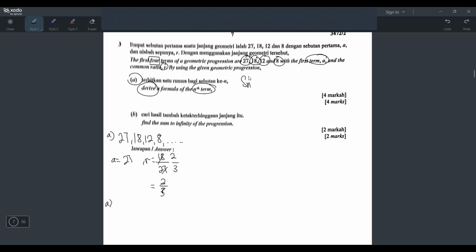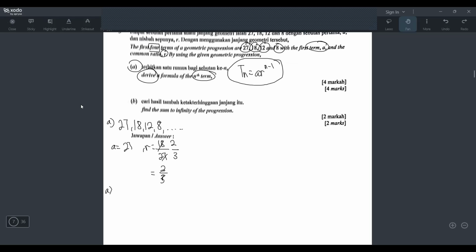That's what they ask the most. I remember in the Sabah paper they got asked, in the SBP paper they got asked. I think in the Kelantan paper also they got asked to derive the Sn formula, right? But this one they actually want to derive the Tn formula, because they want to derive for the nth term. And the Tn formula for geometric looks like this: A R power n minus 1. So I'm going to show you how to derive this Tn formula now.